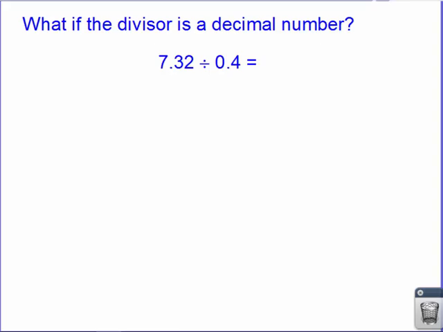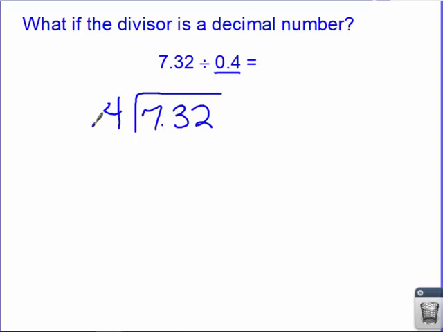Well, what if both numbers are decimals? Can I divide by this 0.4? And the answer is no. So we write our problem, 7.32 divided by 0.4. If this divisor is a decimal, you cannot divide by it. So we have to change it. That's what we do, we change it.